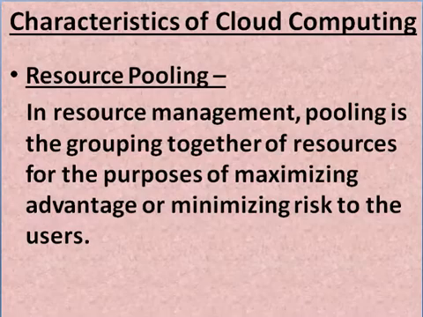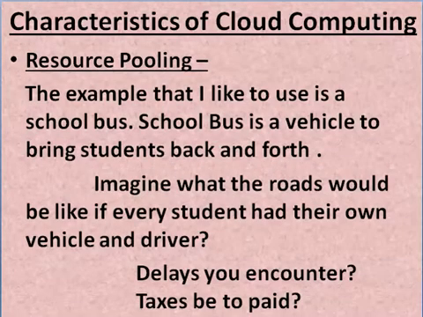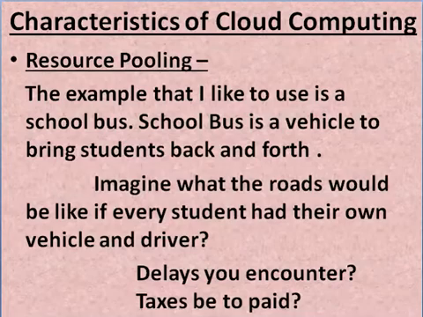And the example I'm taking is from your school, and that is the school bus. A school bus is a vehicle to bring students back and forth. Imagine what the roads would be like if every student had their own vehicle and driver. Just imagine the situation. What would be the situation on the roads? Delays you encounter and taxes you have to pay. So if you pool into the school bus, the delays, the maintenance, or the taxes you have to pay will not happen, and you will move to school safely.